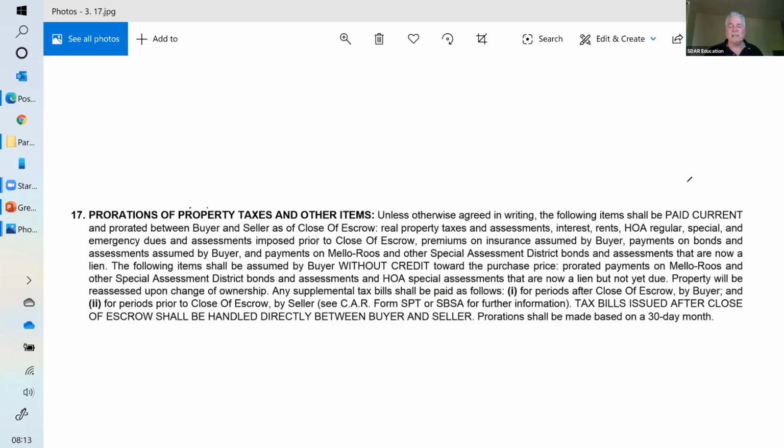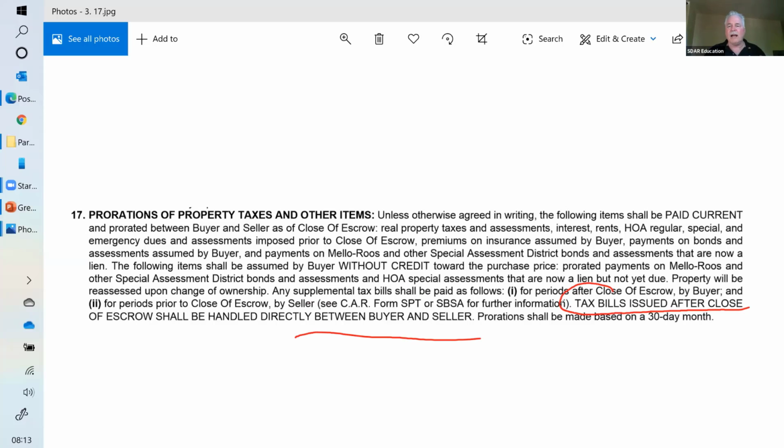So that addresses the issue of my supplemental tax bill, my supplemental property tax right there. And again, either form helps. I prefer the SBSA. It's much more encompassing. It handles more stuff than just the supplemental tax bill. Now, in caps, not in bold print, because it's not a contract issue, but tax bills issued after close of escrow shall be handled directly between the buyer and the seller. In other words, escrow is saying, we're out of here.